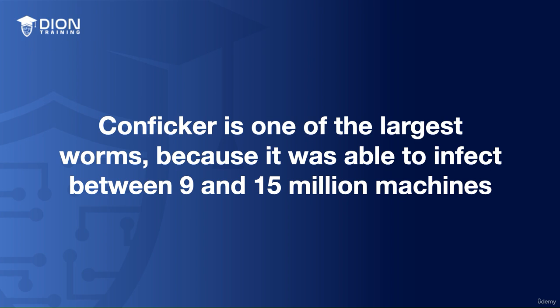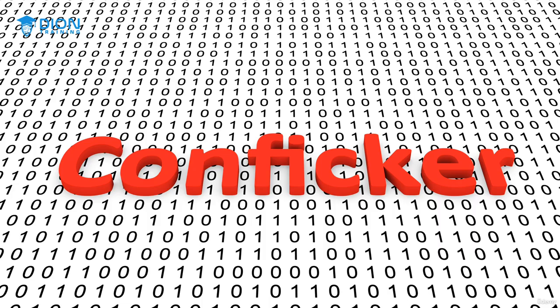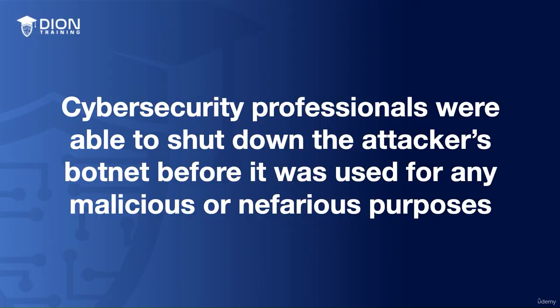Now, this security patch was designed to solve a software vulnerability inside the way Windows was doing file and printer sharing. Conficker would actively scan every resource on an infected organization's internal network as well as across the internet, and whenever it found a machine without that security patch installed, it would then execute some malicious code to take over that infected machine and add it to a larger botnet that the attacker could then use for other malicious purposes. Now, luckily, cybersecurity professionals were able to shut down the attacker's botnet before it was used for any malicious or nefarious purposes. But Conficker does show the true power of how far and wide these worms can spread, especially when you're using an internet-connected system.